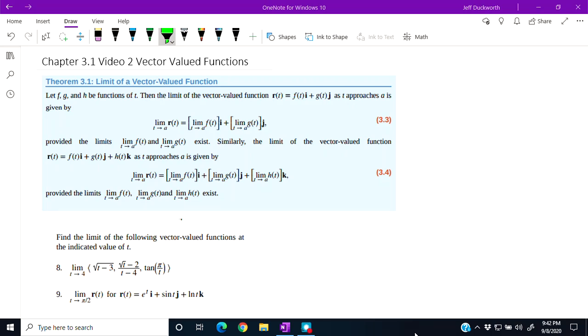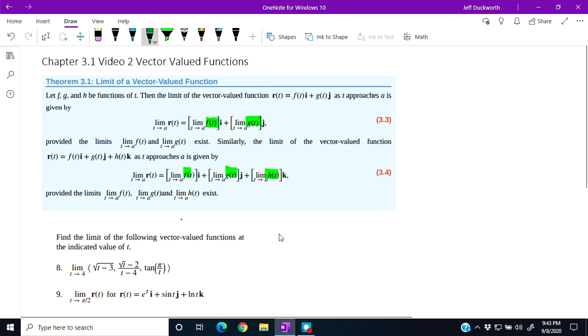Our next task is to deal with the limits of these vector-valued functions. Fortunately, taking the limit of our function r of t for our vector, we're just going to simply take the limit of each individual function, whether it corresponds to two functions, f of t and g of t, or three, f, g, and h, depending upon what we have. You just evaluate the limits as you normally would.